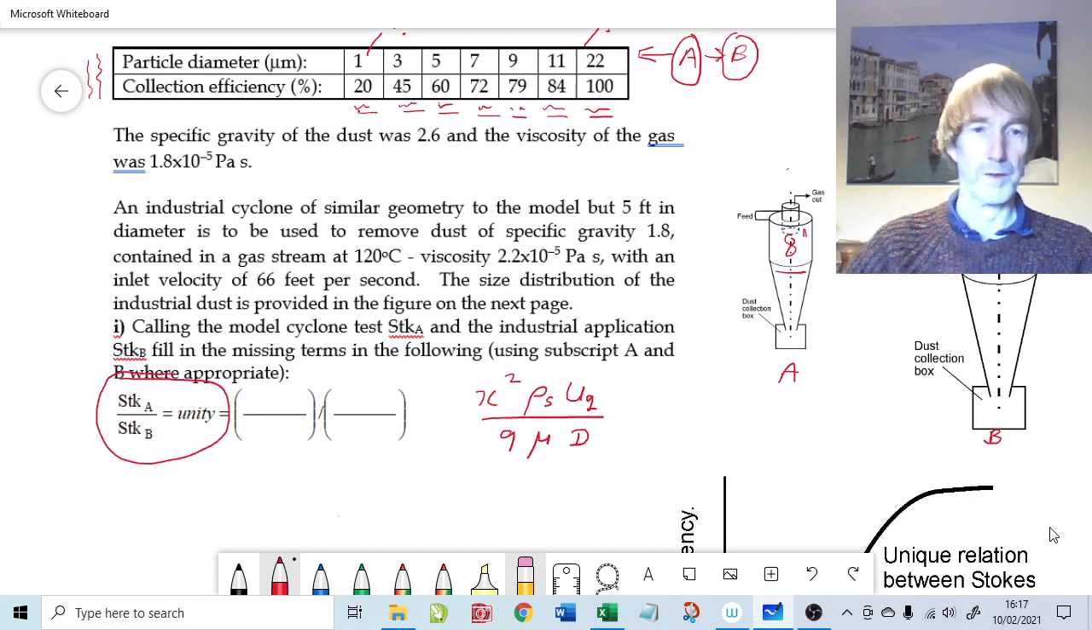Stokes A over Stokes B equals unity. That will give us the same Stokes number and therefore the same collection efficiency. So the solution that is expected in these two brackets here is basically the Stokes equation, only with the subscripts A for system A and B for system B. It's going to get terribly complicated because I've got rho S and UG, so I'm going to end up dropping these subscripts and use rho A and rho B instead.